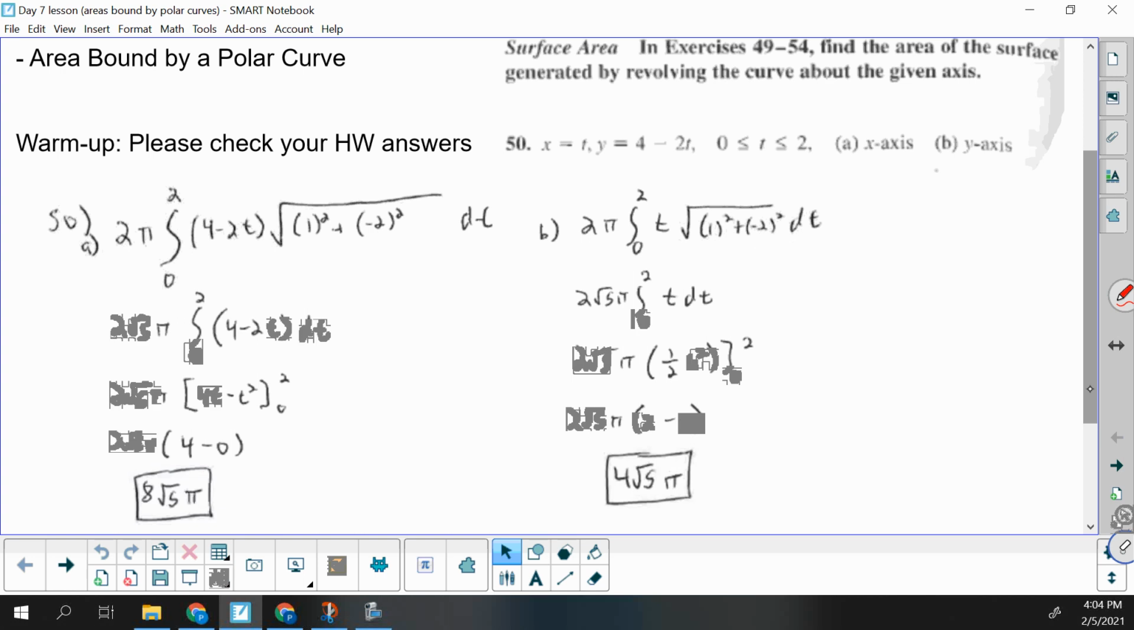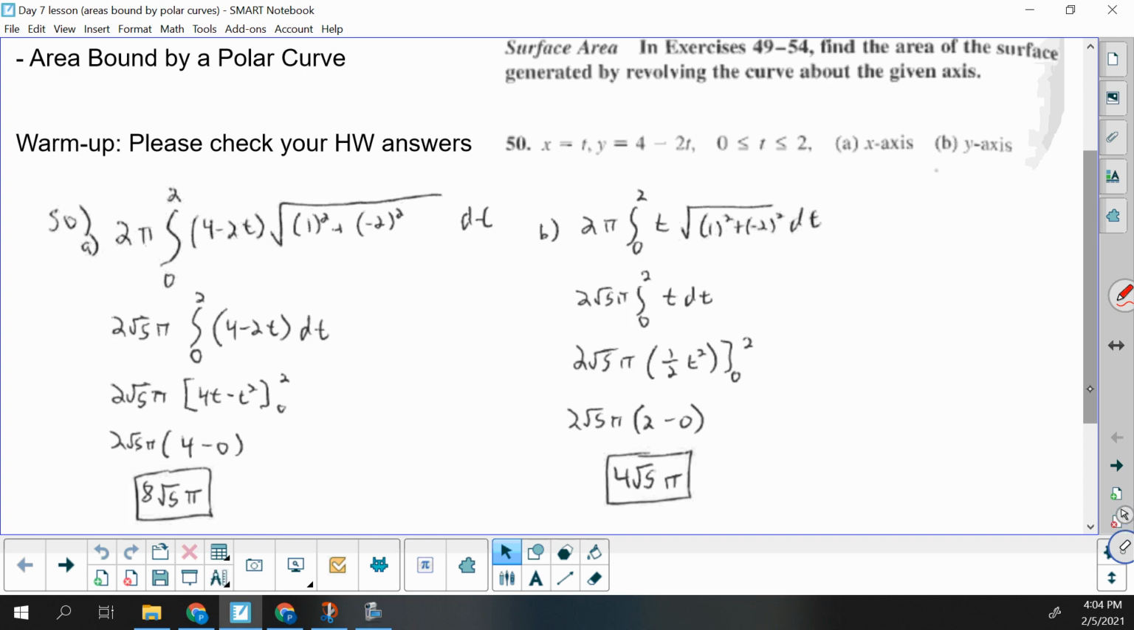Remember, that's 2 pi, your radius, which is either your x part or your y part, depending if you're going over the x-axis or y-axis, and then your arc length. Arc length, remember, is the square root of (dx/dt) squared plus (dy/dt) squared.